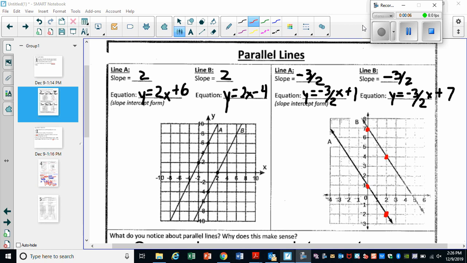Today, December 9th, 2019, the purpose of this activity is to determine whether we have two parallel lines or two perpendicular lines, depending on the slopes.